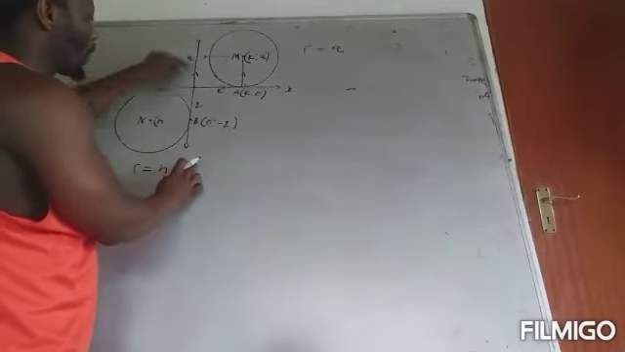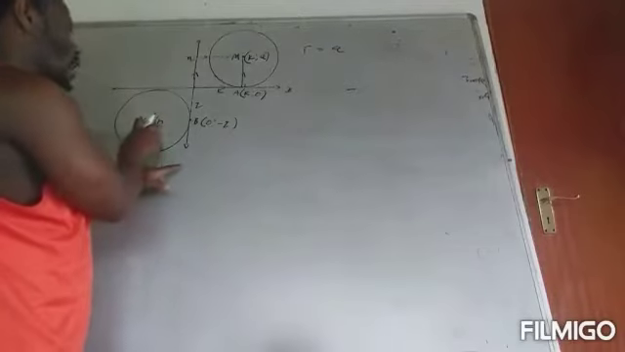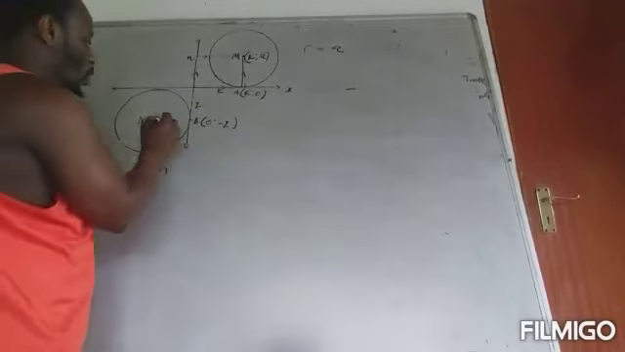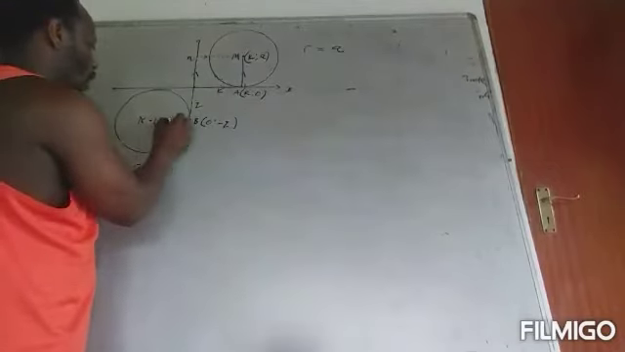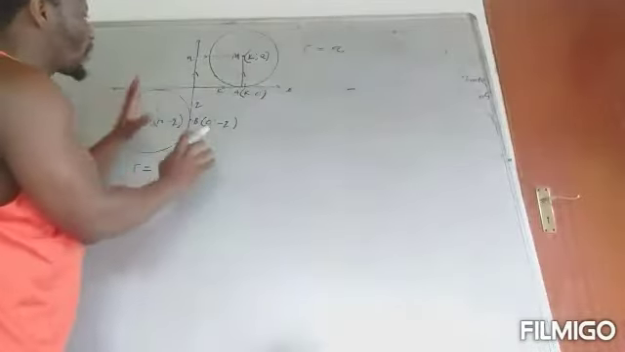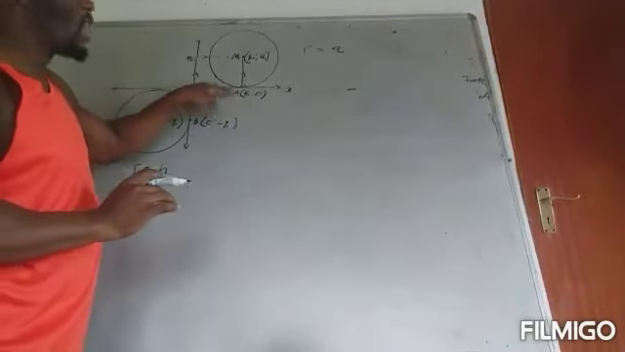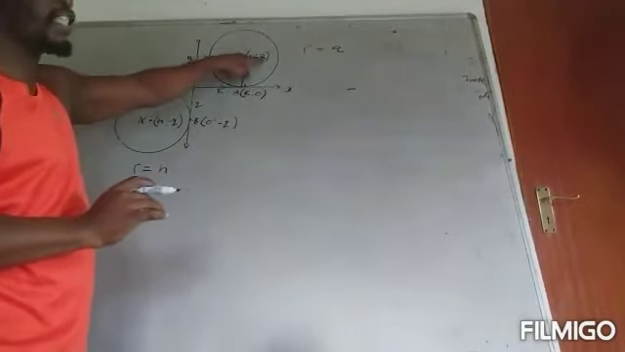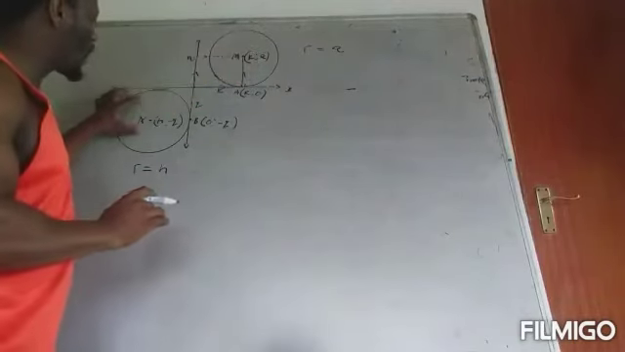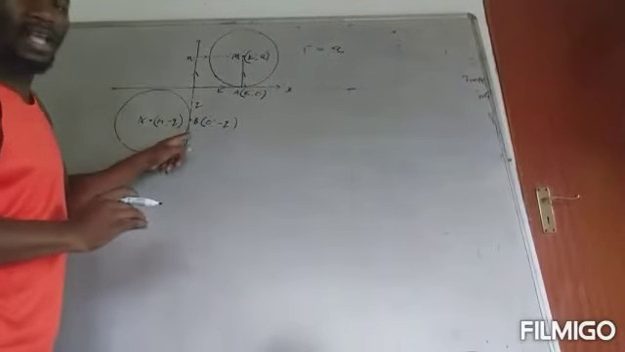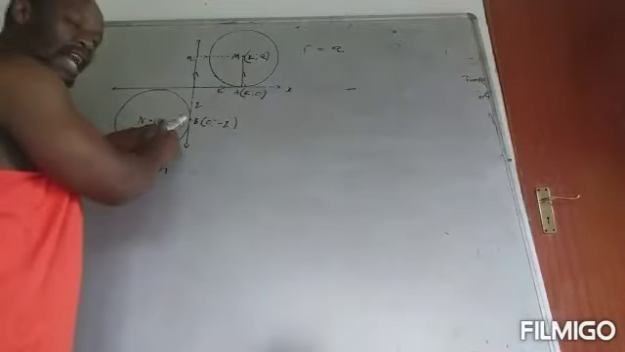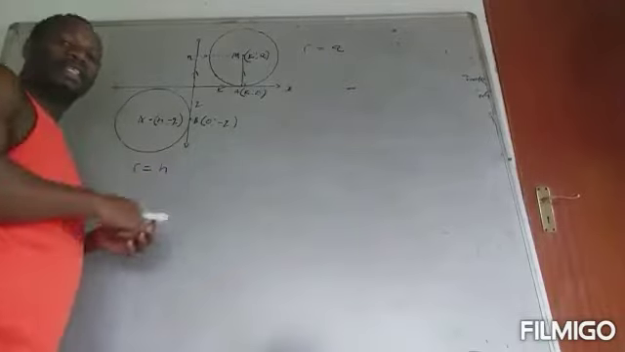We say if the circle touches the y-axis, the x coordinate of the center is equal to the length of the radius. So our coordinates there are (h, -q). So if the circle touches the x-axis, the y coordinate of the center is equal to the radius of that circle. And if the circle touches the y-axis, the x coordinate of the center is equal to the length of the radius of that circle.